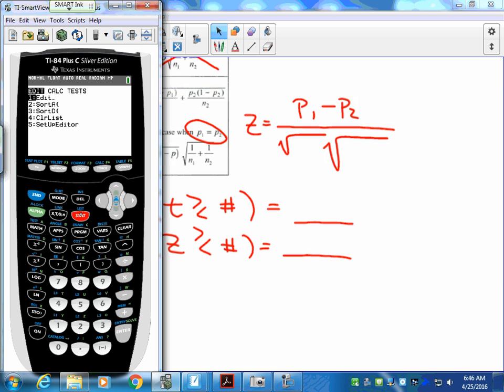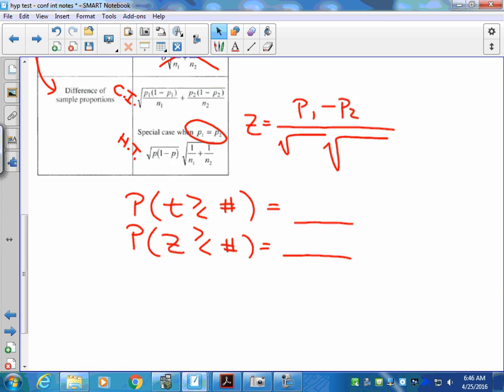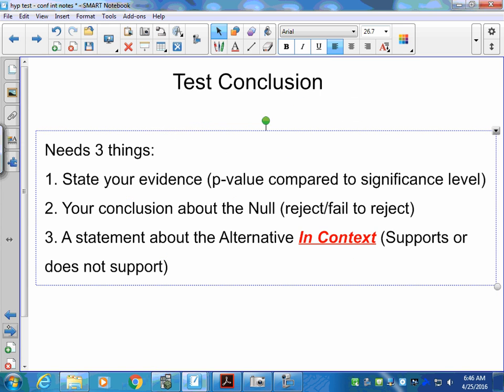Now, if you really wanted to go through everything, you can let the calculator do the test for you. We would just go over to our test. Is it a two sample Z, a two sample T? The nice part about the calculator is it really shows you everything you need for the calculations as you go through and find those values. But we want to make sure we list everything on the page.